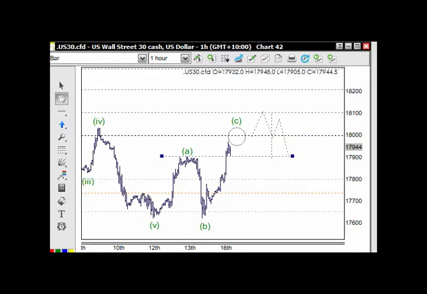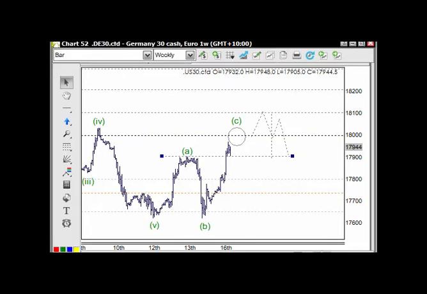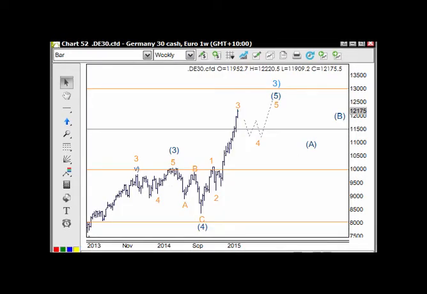The DAX is in a world of its own, so to speak. It's really cranking to the upside, and of course 13,000 is the next major trading level. So we've got 8, 10, and 13. So anyway, that's the bigger picture.